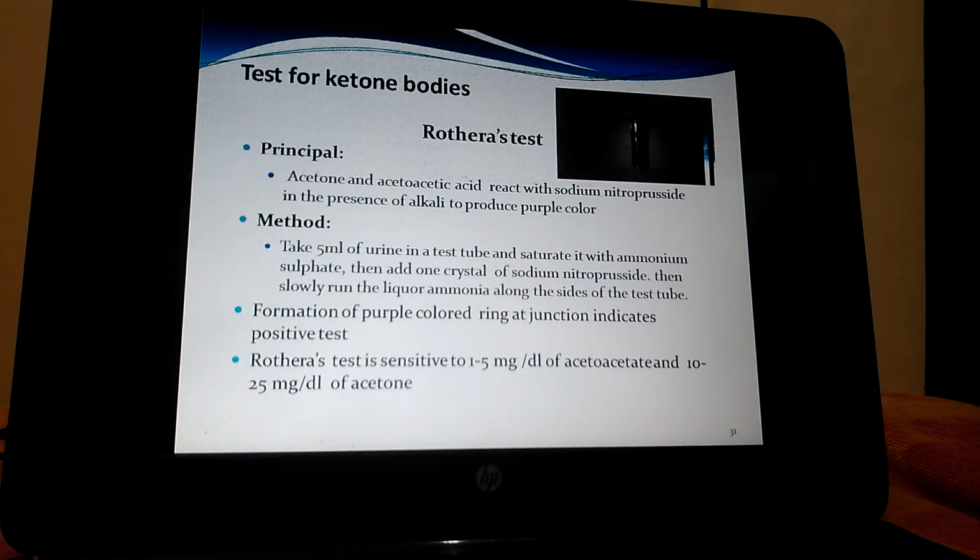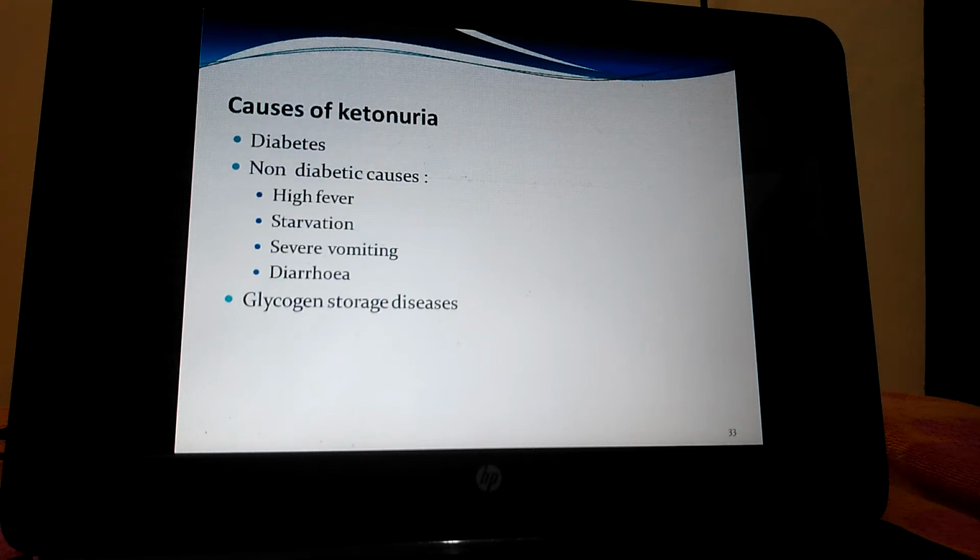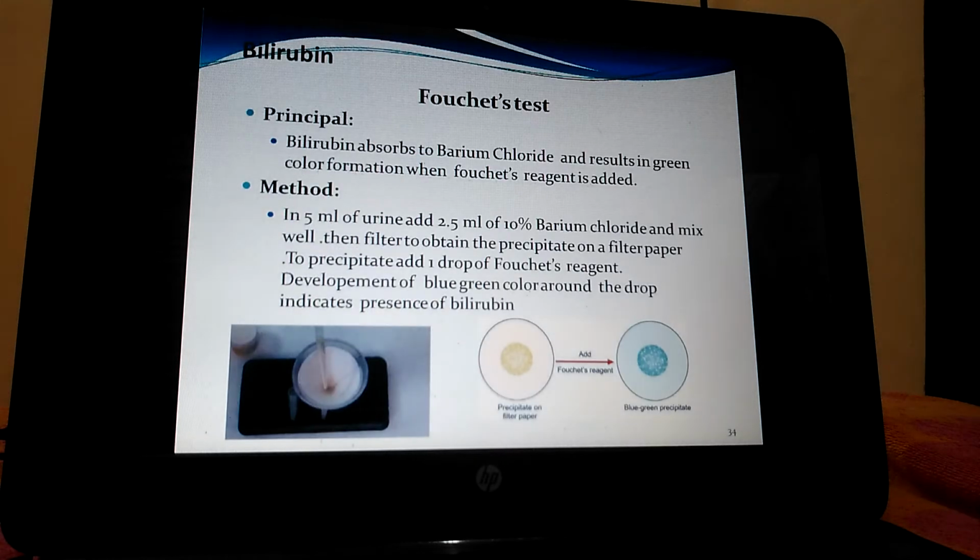Rothera's test is sensitive to 1 to 5 mg per dl of acetoacetate and 10 to 25 mg per dl of acetone. Other tests for detection of ketone bodies are the acid test, tablet test, ferric chloride test, also known as Gerhardt's test, and the reagent strip method. Causes of ketonuria are diabetic and non-diabetic. The most important cause is diabetes.